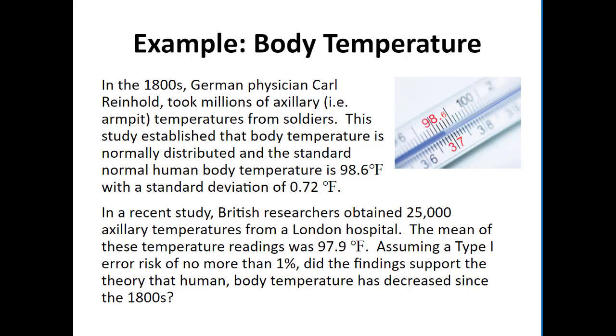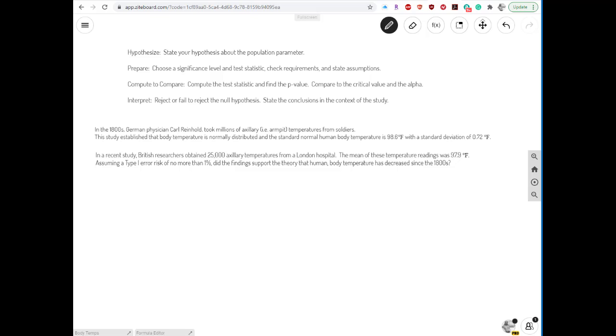Assuming a type 1 error risk of no more than 1%, did the findings support the theory that human body temperature has decreased since the 1800s? Once again, I've gone ahead and cut-pasted the 4 steps for null hypothesis statistical testing, and I've also cut-pasted the question into Ziteboard. And if you remember, I always put the link for the Ziteboard in the description box, so you'll be able to have that.